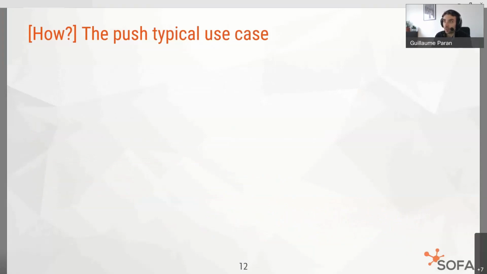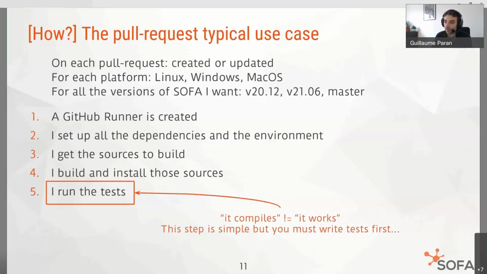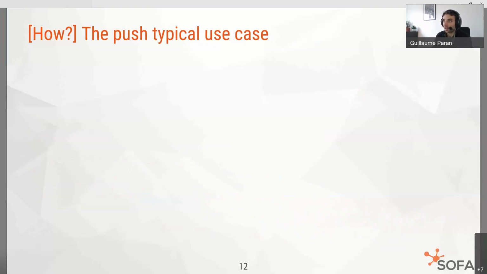And for the push, so this was for the pull requests. And for the pull request, like I said before, you won't have to worry about the status check. It will be automatically updated. So this is the GitHub magic.